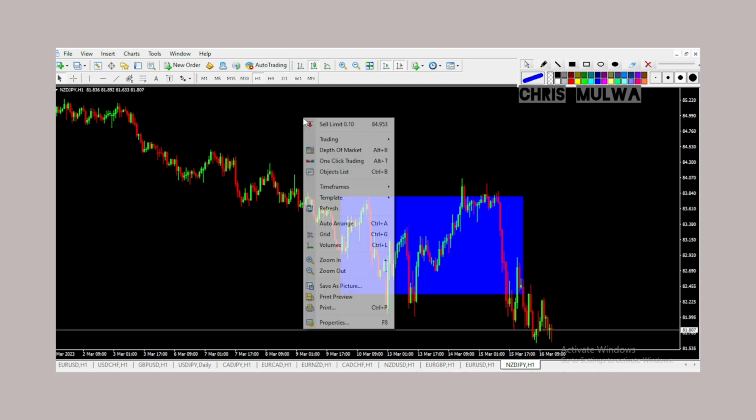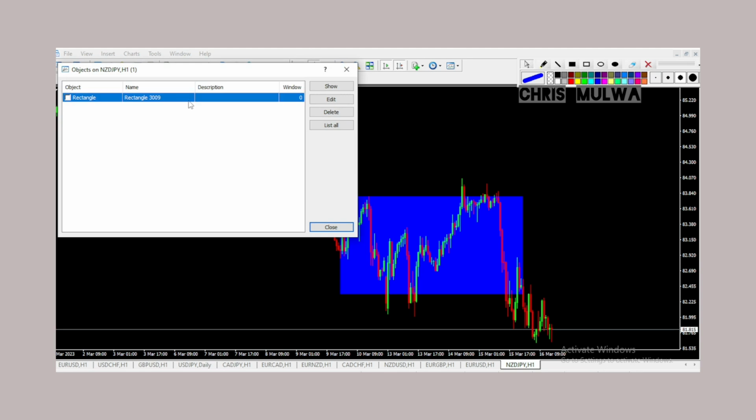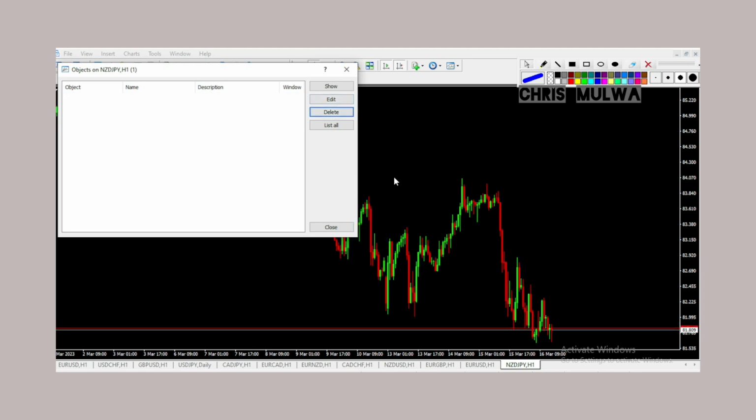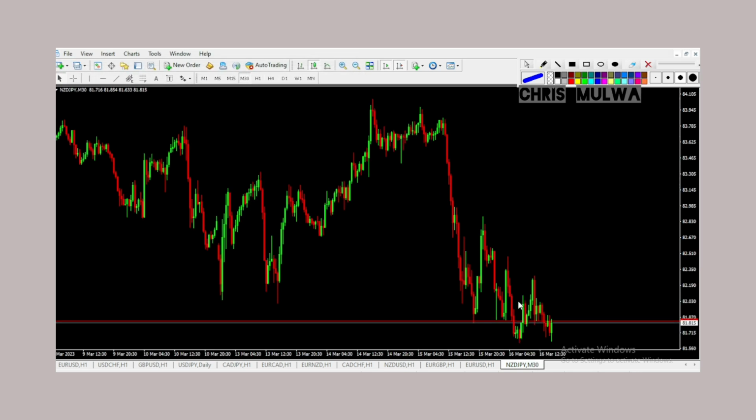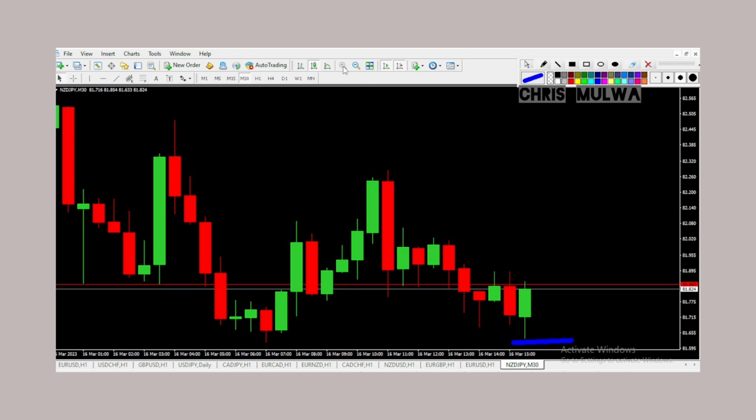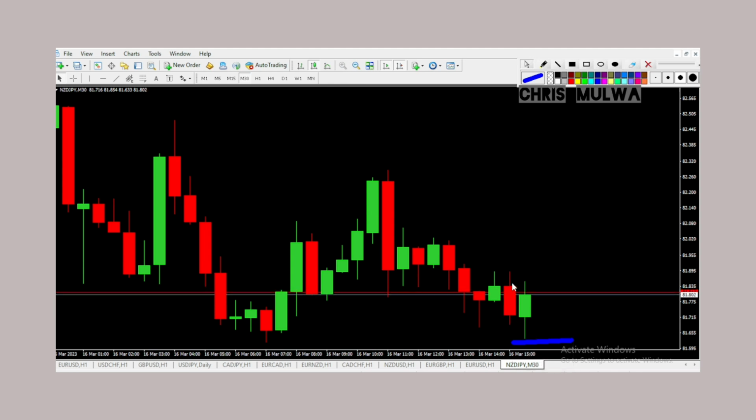Okay, let me delete these objects. When we go to the 1 minute time frame, it means that one candlestick is formed within 1 minute. So this one now, if I zoom, this is 1 minute, 1 minute, 1 minute, 1 minute. These candlesticks here, this one is 1 minute, another one 1 minute.